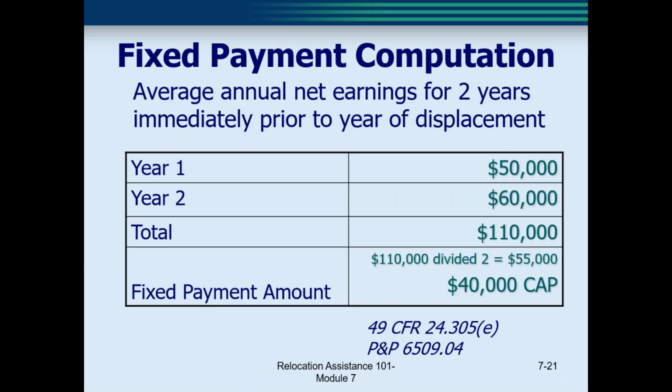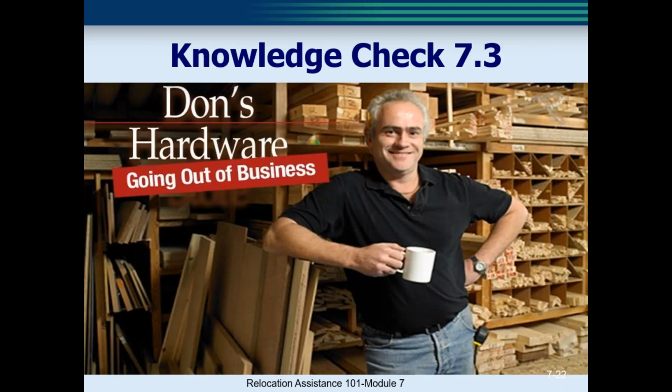Okay, let's go back again and look at this. So here's an example of how it would still be at 40. Let's say their first year was 50,000 and their second year was 60,000. That would total 110 divided by 2. So the average earnings would be 55. But remember, they're only going to get the 40 because it's capped at 40.